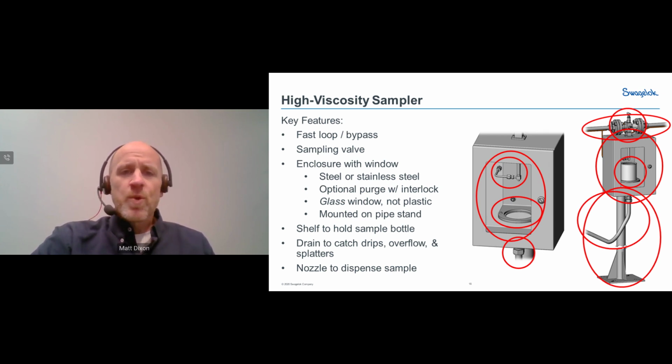You're going to have some sort of a sample valve that allows us to divert some of that flow and send it down to our container. You're typically going to have an enclosure with a window.